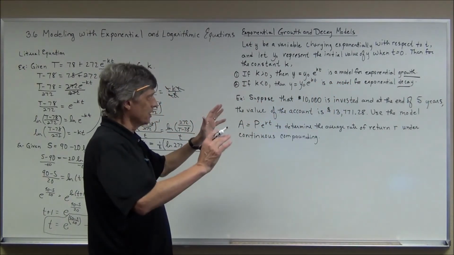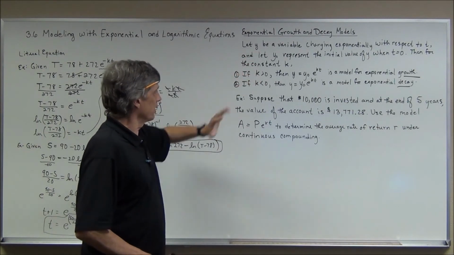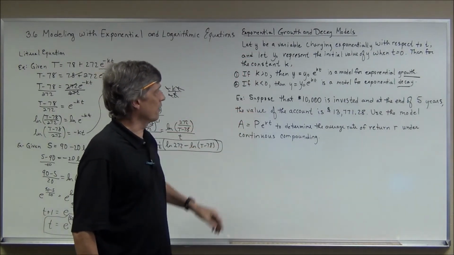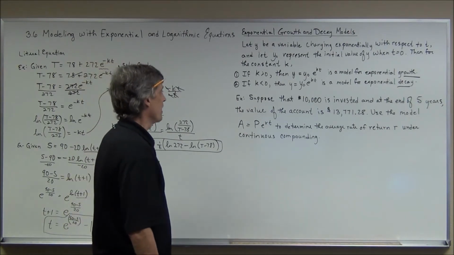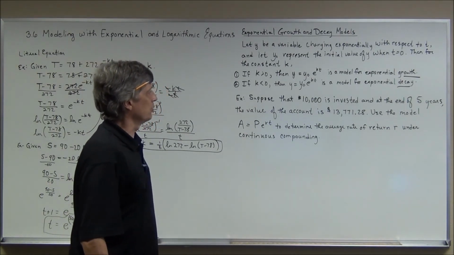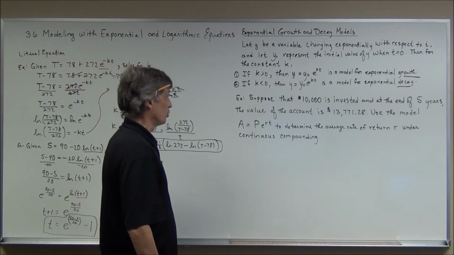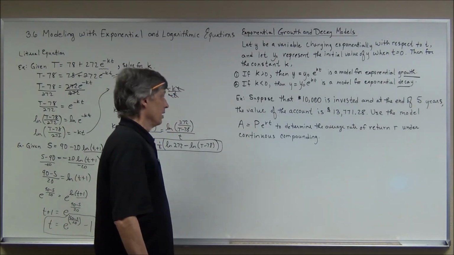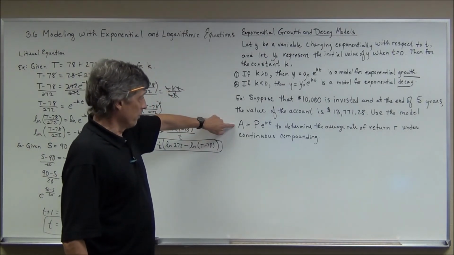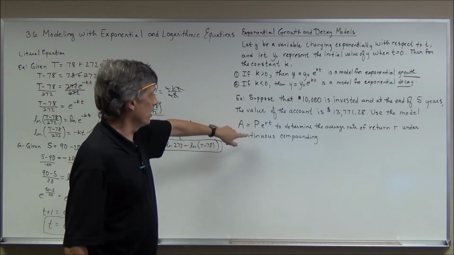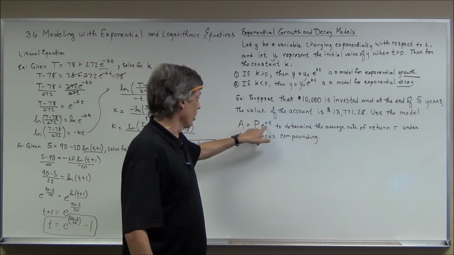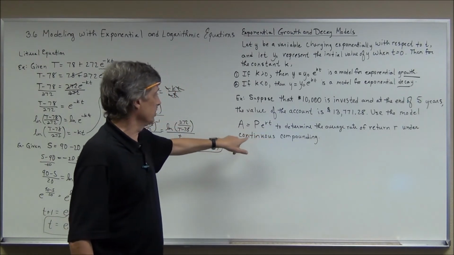Alright, so that kind of makes sense. Positive growth, negative decay. Alright, suppose that $10,000 is invested, and at the end of 5 years, the value of the account is $13,771.28. Use this model, which we've looked at before, A equals Pe to the rt power, to determine the average rate of return r. So we're solving for r here under continuous compounding.